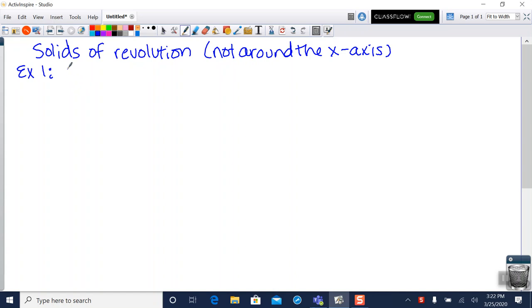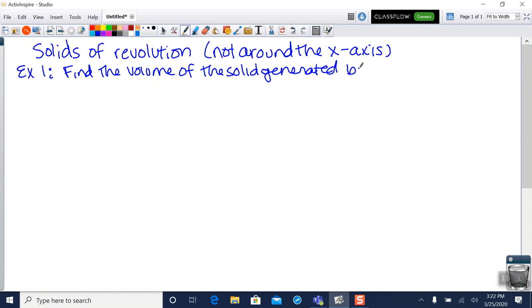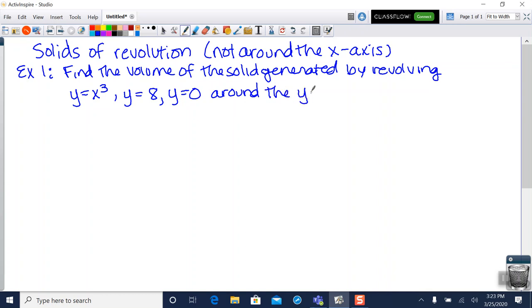So what we want to do is find the volume of the solid generated by revolving y equals x cubed, y equals 8, and y equals 0 around the y-axis.